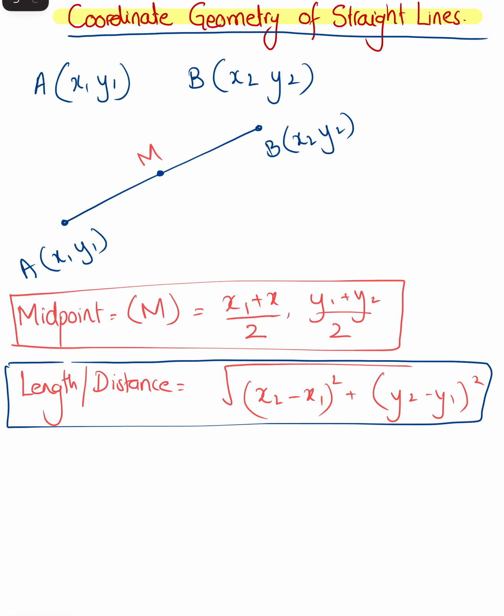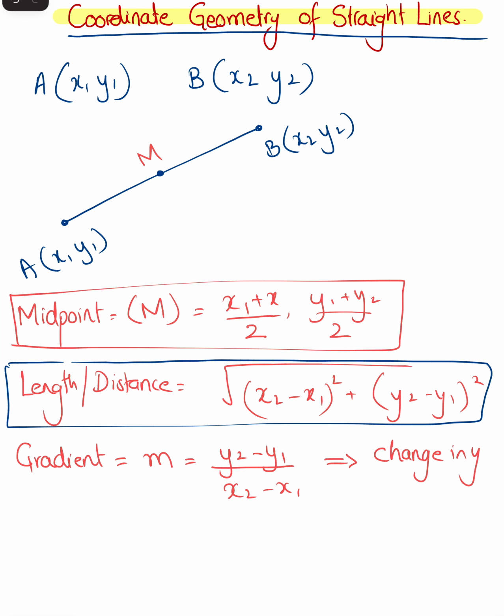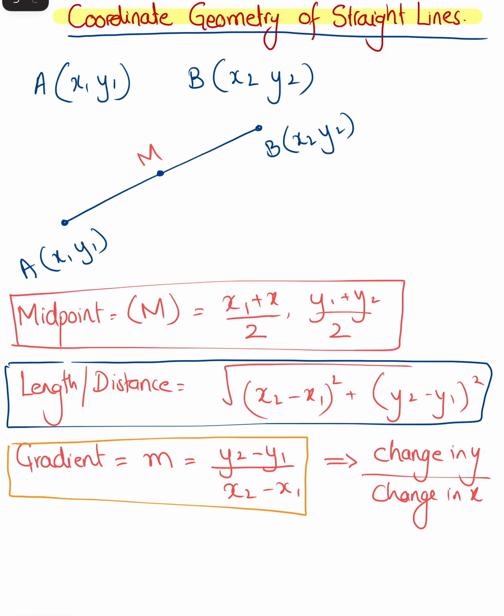The third thing they might ask you is to work out the gradient between these 2 points. So gradient is basically the slope and is represented by a small m, and the formula of gradient is y2 take away y1 over x2 take away x1. In your schools they may say that this is change in y over change in x. So that is the formula to work out the gradient, and gradient is basically the slope or the tilt of the line.